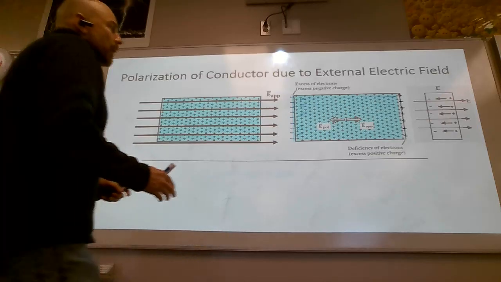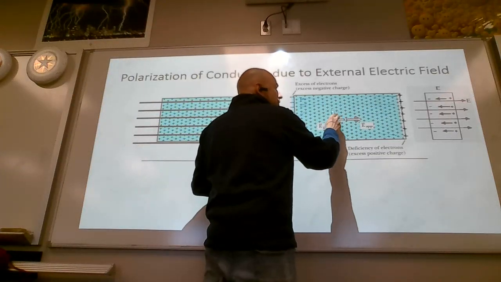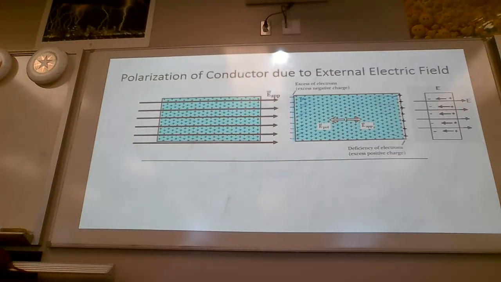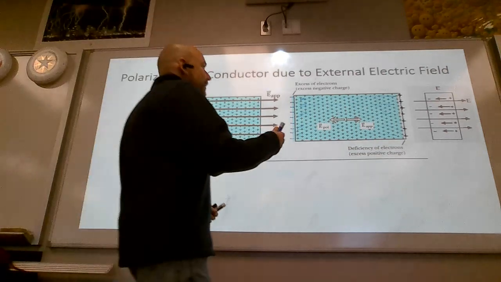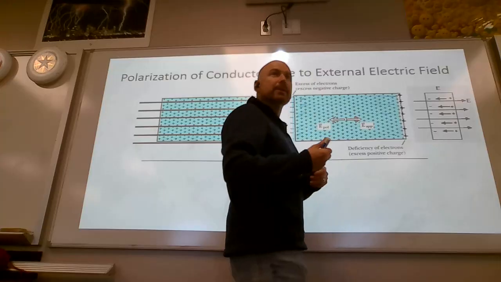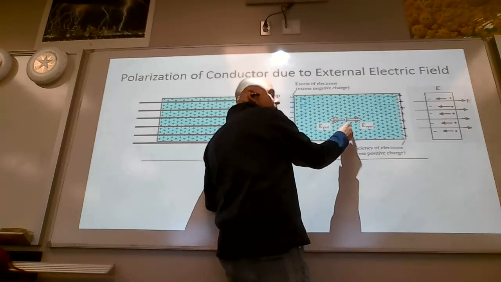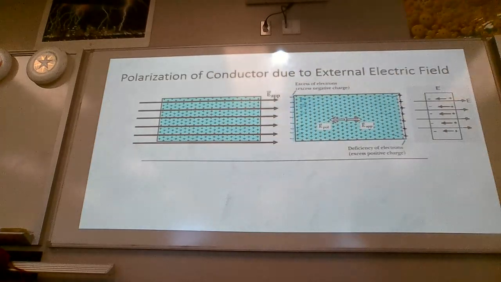This polarization continues until these two electric fields negate each other, cancel each other out. Because if it didn't, then the electrons would experience force and they'd still continue to move. They shift until the net electric field on the inside is equal to 0. That's what I need you to see: there are electric fields present, but the net electric field is equal to 0. Everybody all right with that?